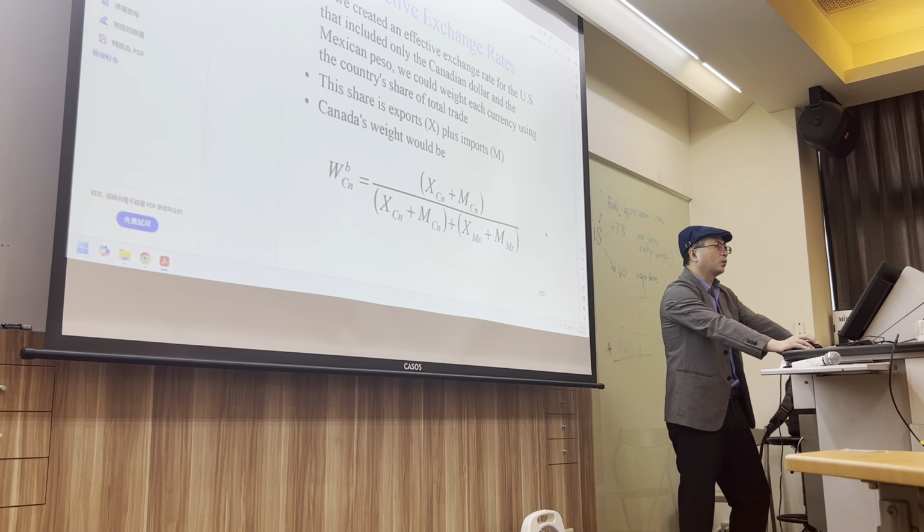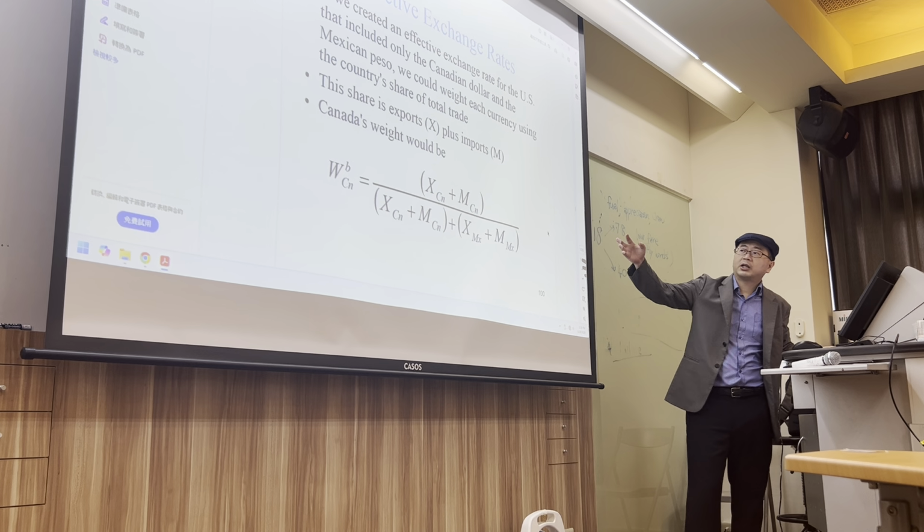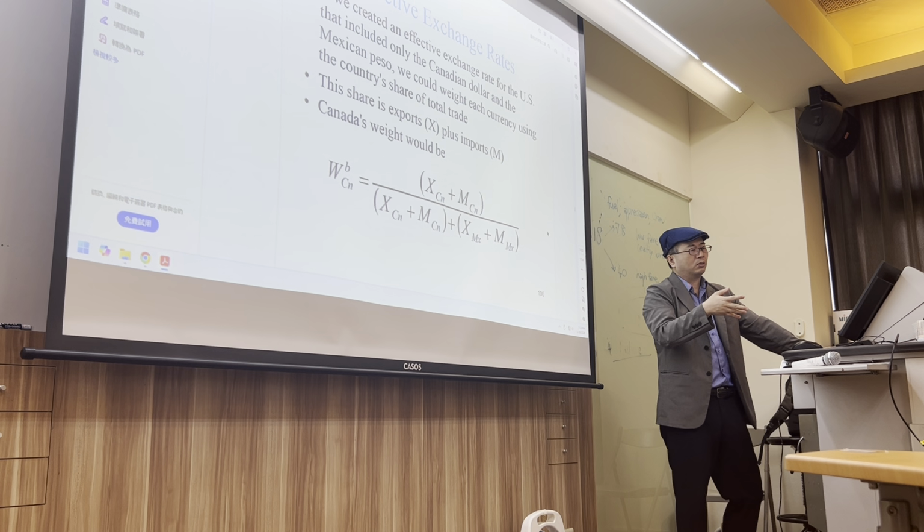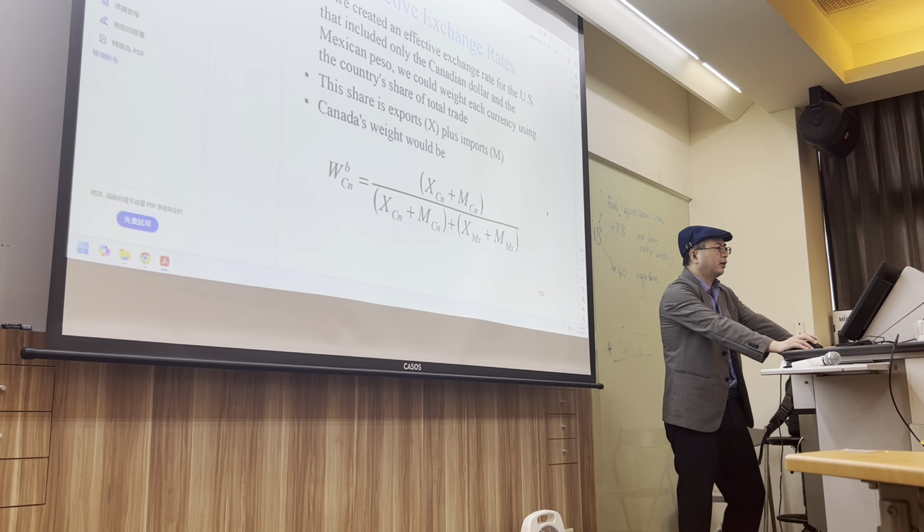Okay. So in terms of the composition, if we create an effective exchange rate for the U.S. that includes only Canada and Mexico, we can weight each currency using a country's share of total trade. So here we imagine we actually live in a world that only has 3 countries, to simplify the concept. In this context, the share will be the exports, which we denote as X, plus the imports, which we denote as M.